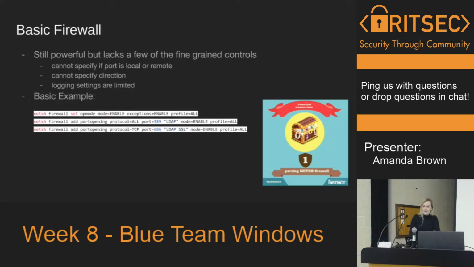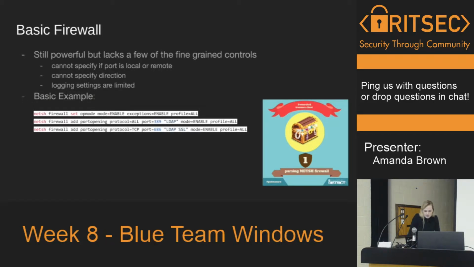So, basic firewall. It's pretty powerful, especially when you compare it to the original firewall that Windows had pushed out. But there are a few limitations to it. So you can't specify if the port is local or remote. You're just generally opening that port. You can't specify direction, so you can't say inbound or outbound. And the logging settings are pretty limited.